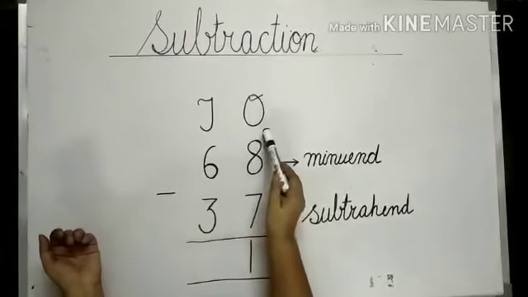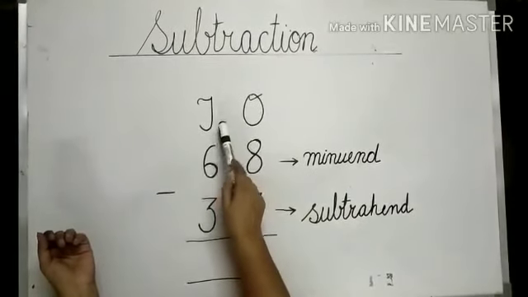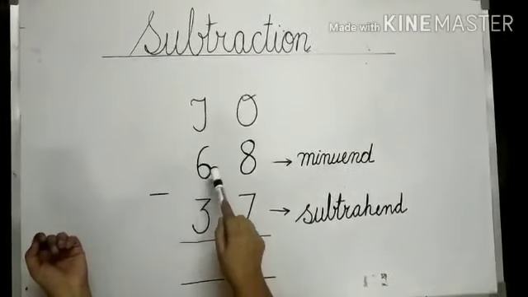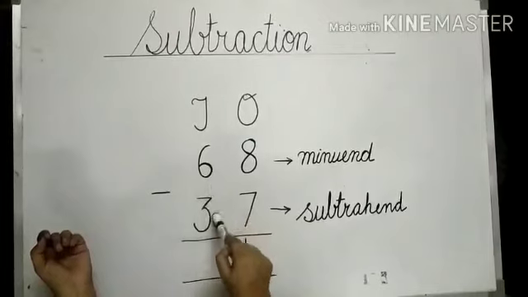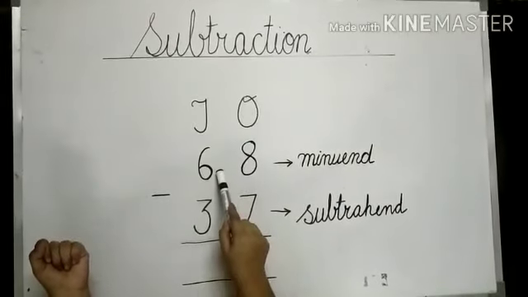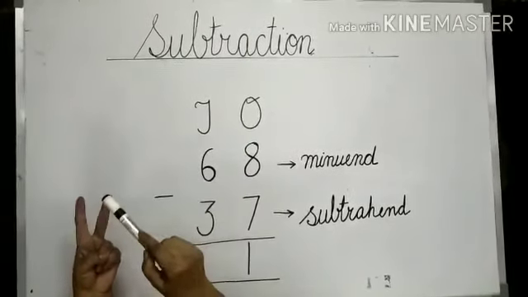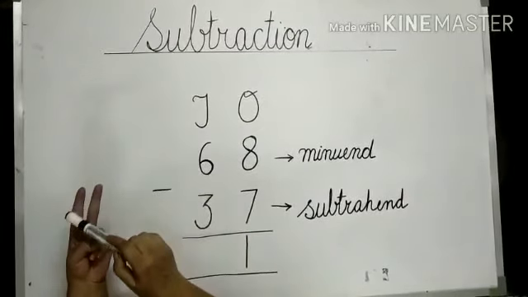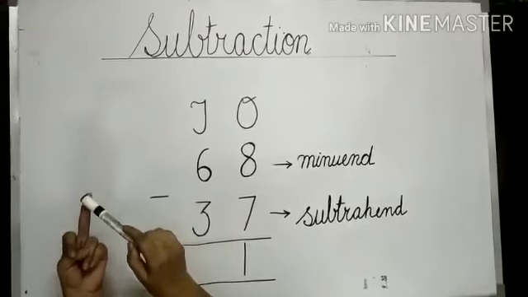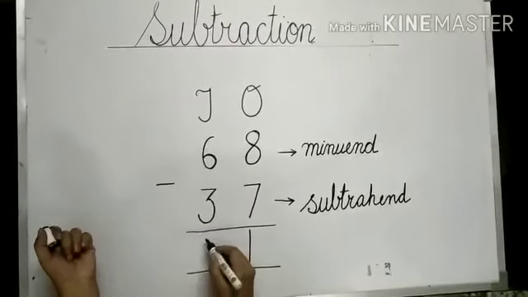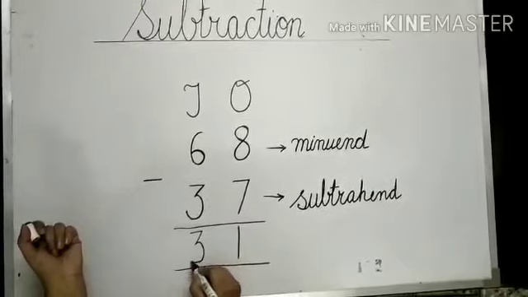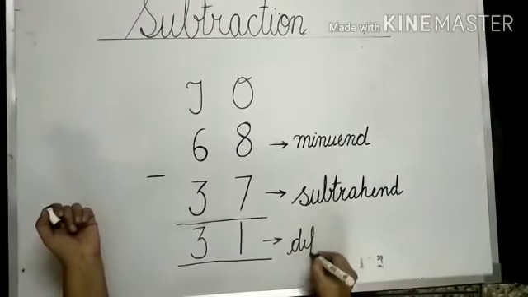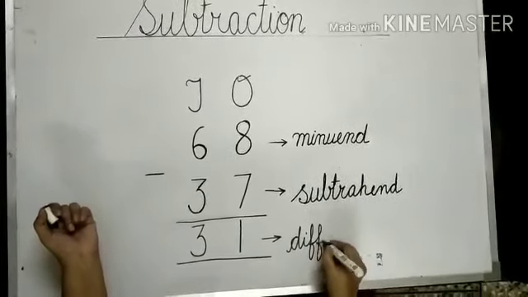Now we will move to the tens place. On the tens place, 6 is the minuend and 3 is the subtrahend. So we will subtract 3 from 6. First we will take 6 blocks. 1, 2, 3, 4, 5, 6. And we will subtract 3 from it. 1, 2, 3. How many are left? 1, 2, 3. And we will write here 3. Here the difference, or the answer, is 31.